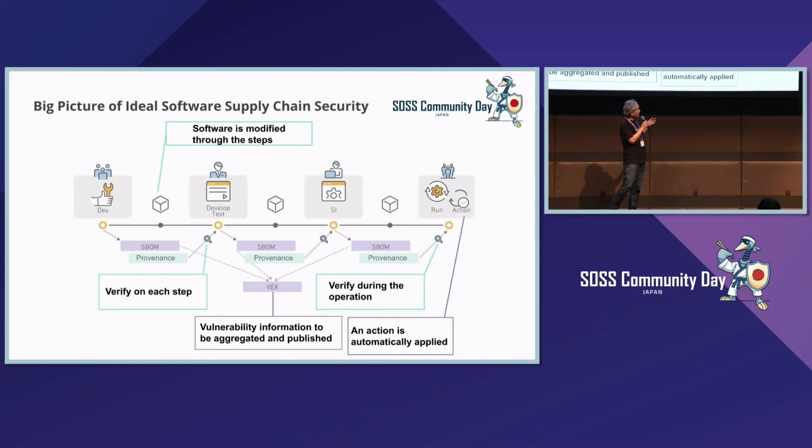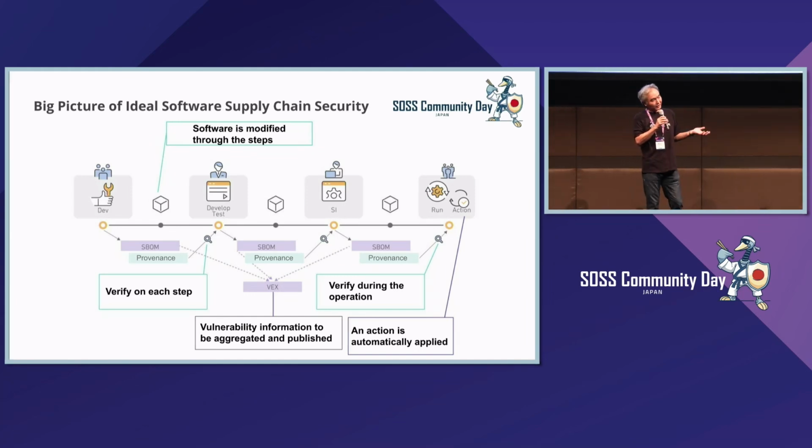And if the software is not correct, for example, if malicious software is introduced, the action should be automatically applied. The action is, for example, to stop, or just to warn. The final goal is to make the software correct automatically, for example, to apply the patch. This is an ideal status, I think.